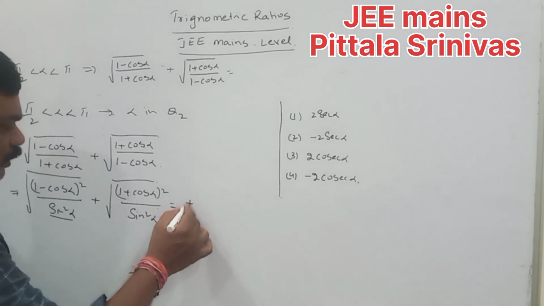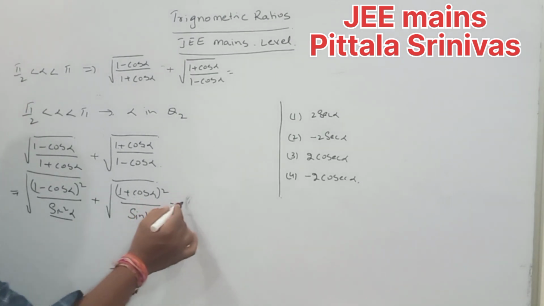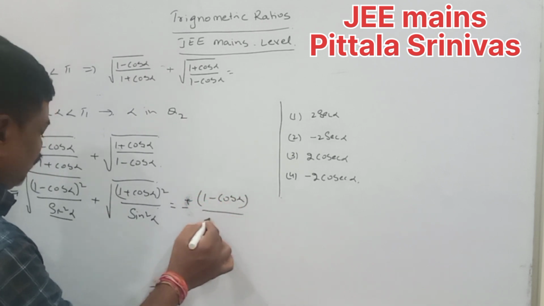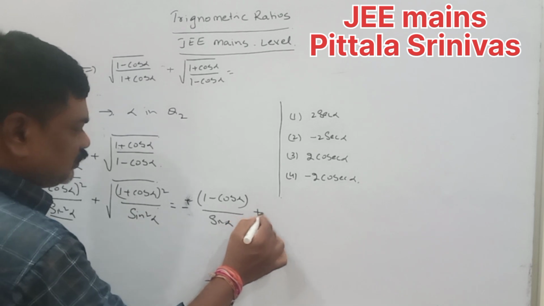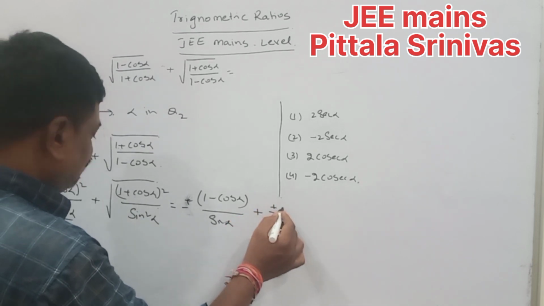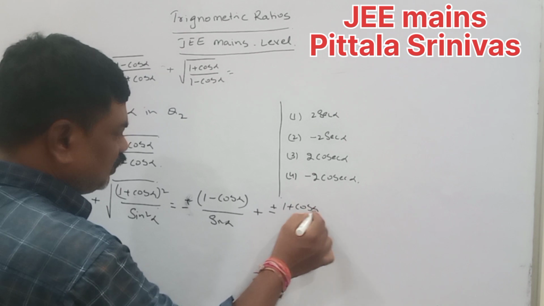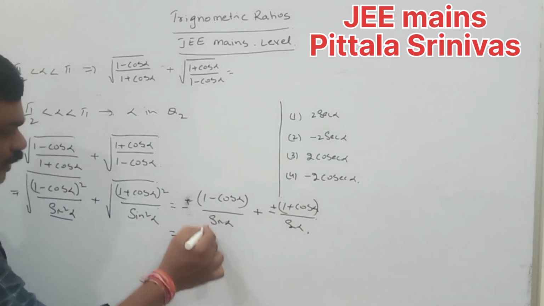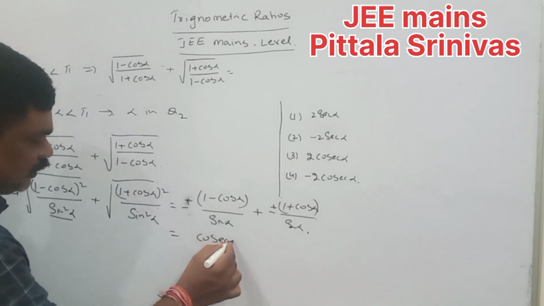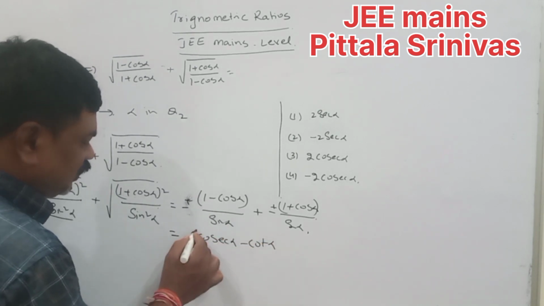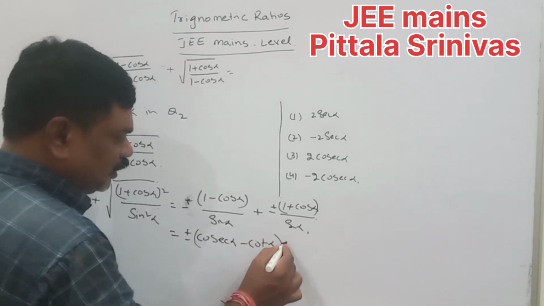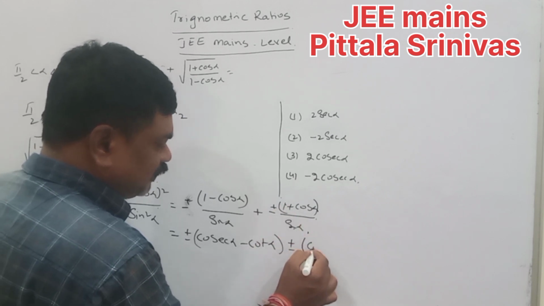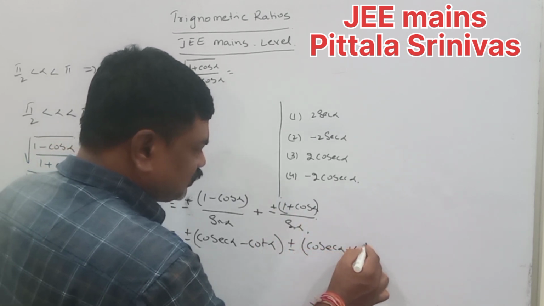Then what we will have? Plus or minus of 1 minus cos alpha by sin alpha. Here also plus or minus of 1 plus cos alpha by sin alpha. This is cosecant alpha minus cot alpha, plus or minus. And this is cosecant alpha plus cot alpha.